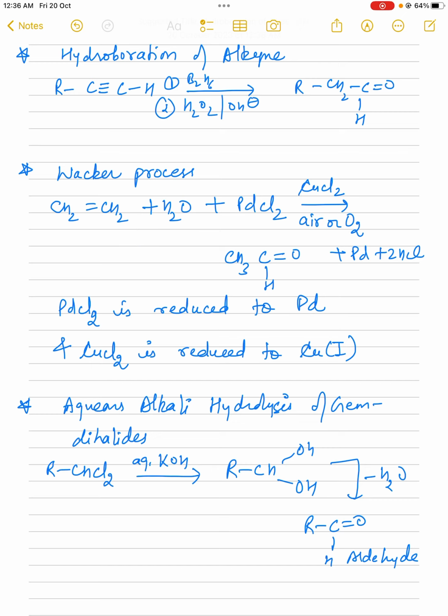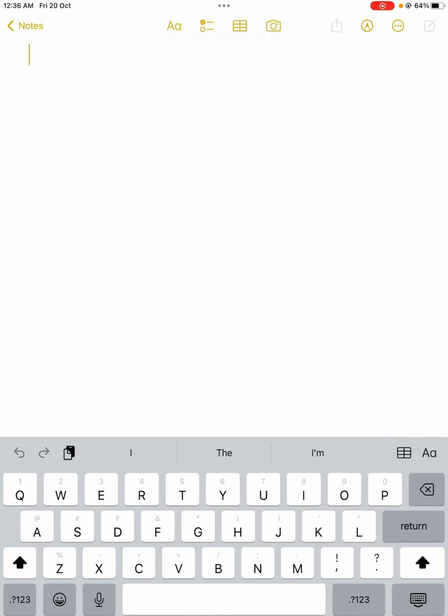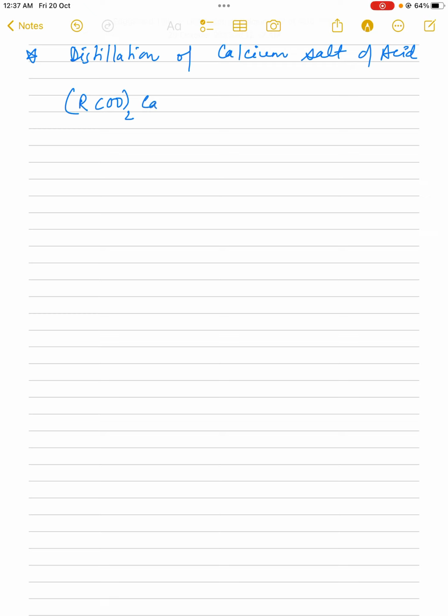Okay, so the next method is distillation of calcium salt of acid. Suppose we have this initial reactant. If we heat it, then calcium carbonate will be removed and we will end up with this ketone.